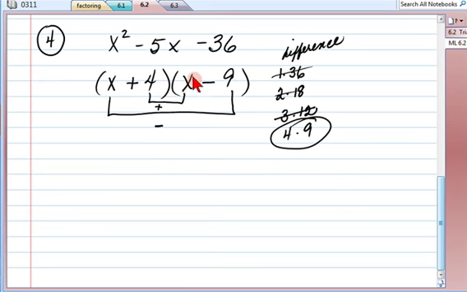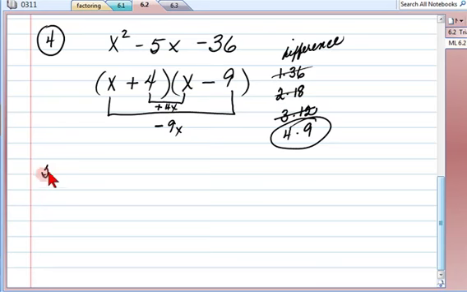All right, so the product of the first is x squared. The outer product is negative 9x. The inner product is 4x. Those have a difference of 5. The sign of the big one was negative. That's good. Positive 4 times negative 9 is negative 36. Check it with FOIL.